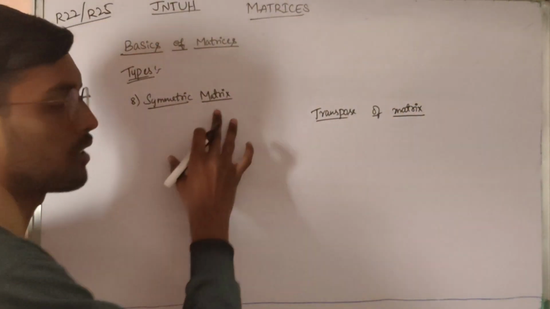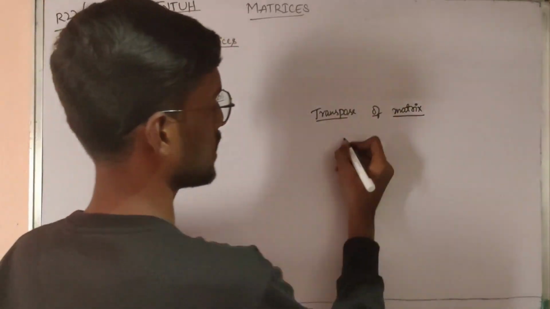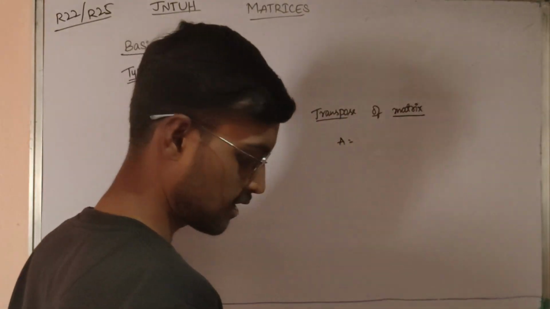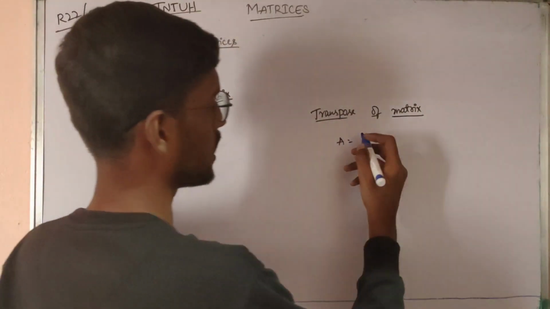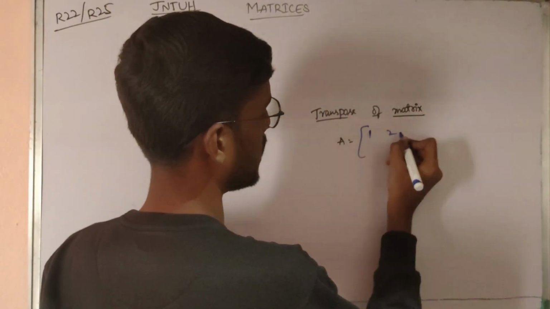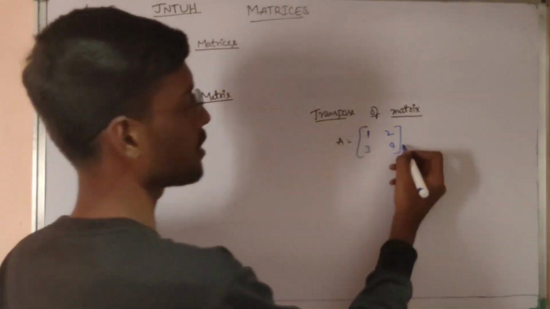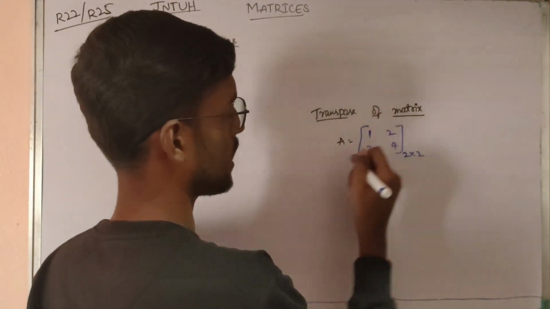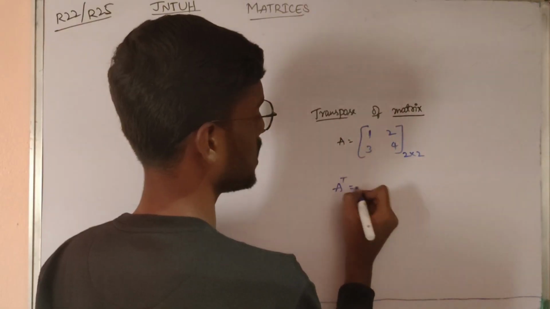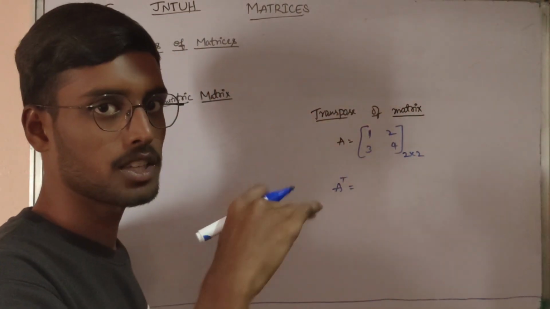To understand the symmetric of a matrix, you need to understand what is the transpose of a matrix. Consider a matrix A of order 2 by 2: 1, 2, 3, 4. This is our matrix A of order 2 by 2. If we perform transpose, it means interchanging the rows and the columns. Rows are changed to columns and the columns are changed to rows.